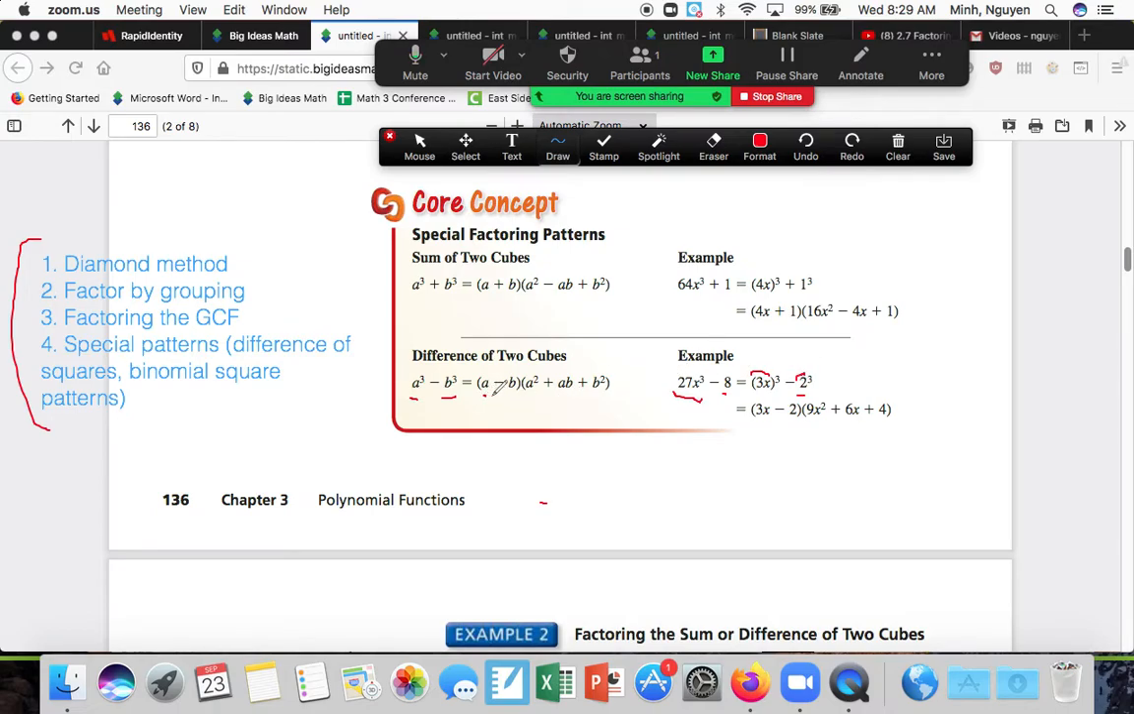So 3x minus 2, times 3x to the second power, which is 9x squared, plus 3x times 2, which is 6x, plus 2 squared, which is 4. So there it is.